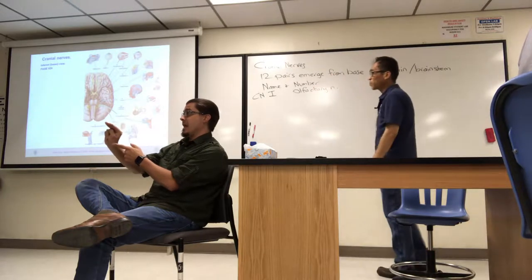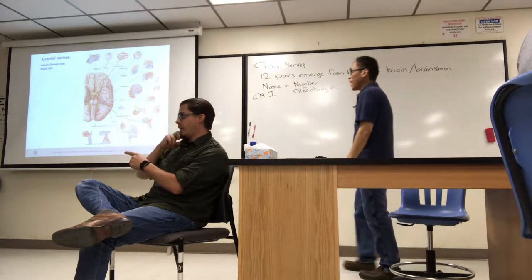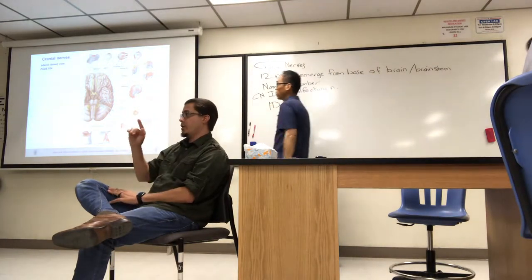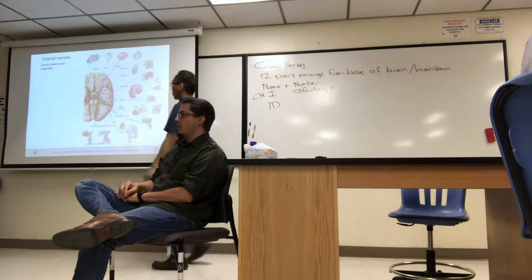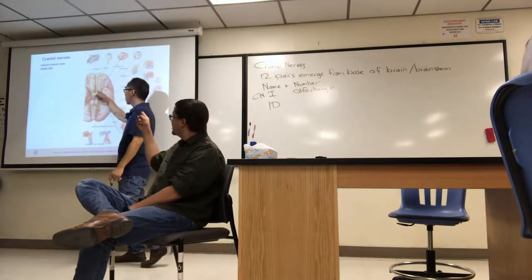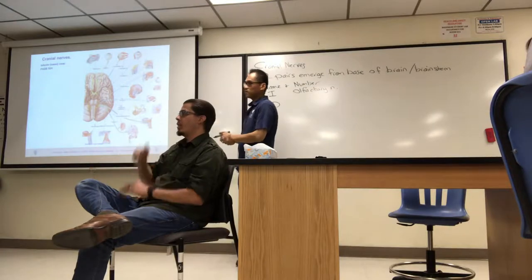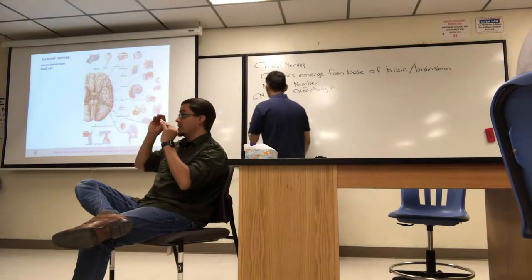So know the name and number, be able to identify it on the base of the brain, okay, ID, know that. For example, cranial nerve 1 is right there on the cerebrum. We'll go through all 12, but also know that I'll teach the functions. You're required to know the functions of each nerve.